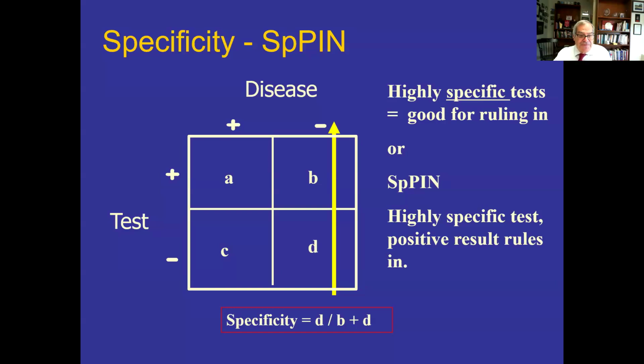Now let's go to specificity, same type of piece. Specificity, SPIN. I imagine many of you have heard this. A highly specific test is good for ruling in a particular disease. A highly specific test with a positive result rules in a disease. So here is a condition, specificity. Now we're looking at only people that do not truly have the disease. Okay, and here is our equation.